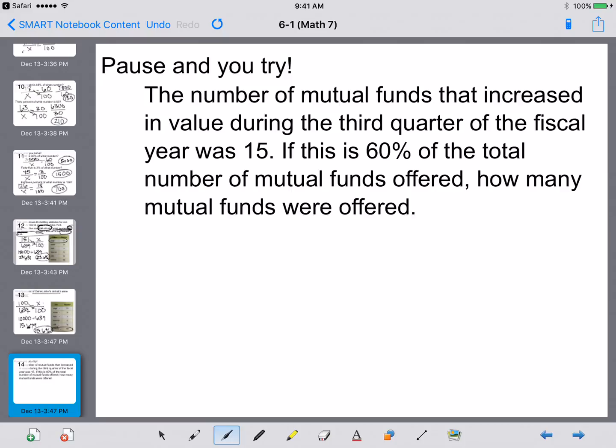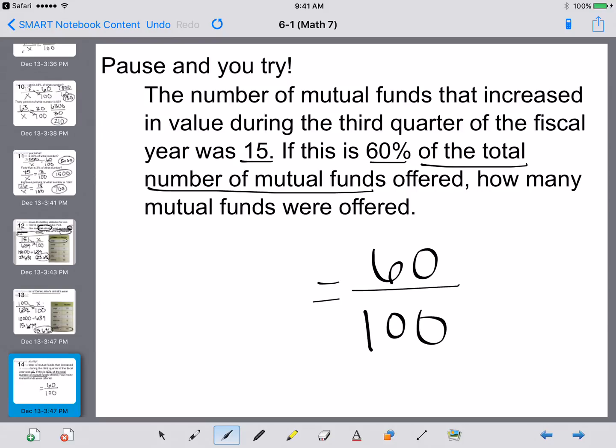The number of mutual funds that increased in value during the third quarter of the fiscal year was 15. So 15 must be important. If this is 60% of the total number of mutual funds offered, how many mutual funds were offered? So here I've got 60%. So I know right away I can write that as 60 over 100. Here I had "of the total number of mutual funds," and we want to know how many were the total number offered. So "of the total number," that goes on the bottom. We don't know what that is. So then our part here is this 15.